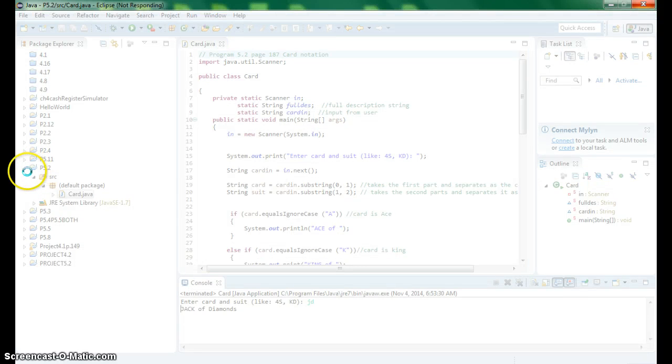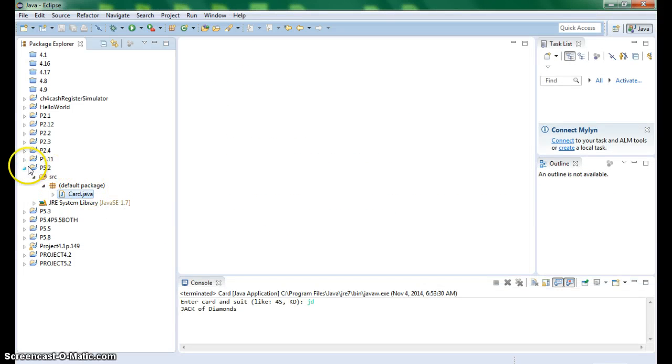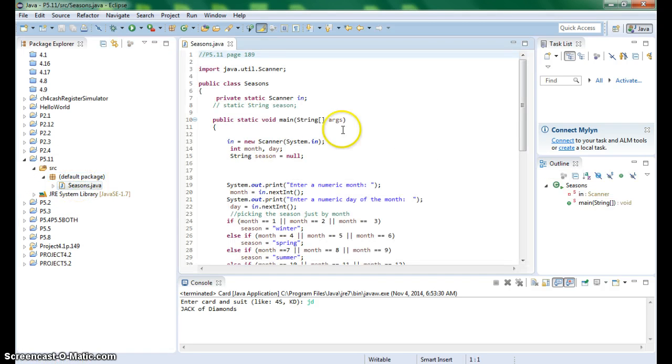And my computer's freezing up. Okay. My third one, let's look at 5.11, the seasons one. Okay, this is my third one, number 3. It's 5.11 on page 189. And I'm just going to run it.